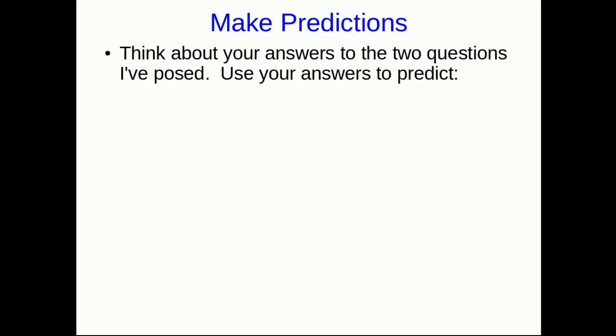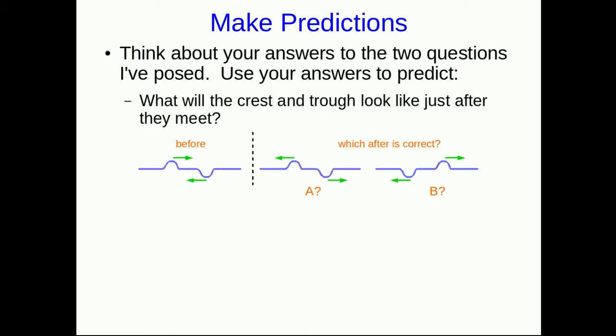Now, you've already thought about whether waves pass through each other or bounce off of each other, and what it is exactly that goes on as they're overlapping. So you have theories, and you're going to use your theories to predict what the crest and trough will look like just after they meet. Here's about what they look like before, the crest going to the right and the trough going to the left. After, which is correct? Will they have bounced off each other, in which case the crest is going to now be going left and it'll be over here and so on, or will they have passed through each other, in which case they ought to look like this.